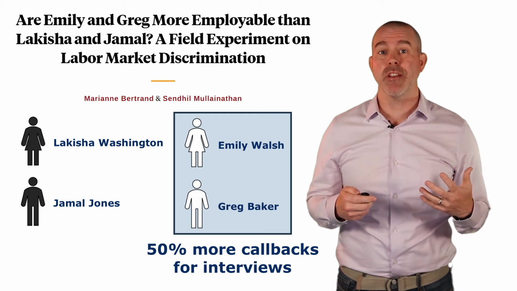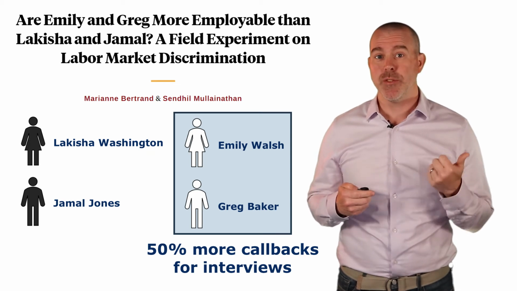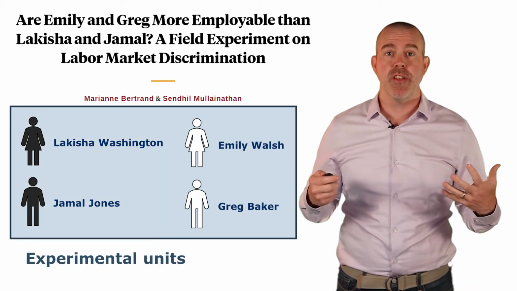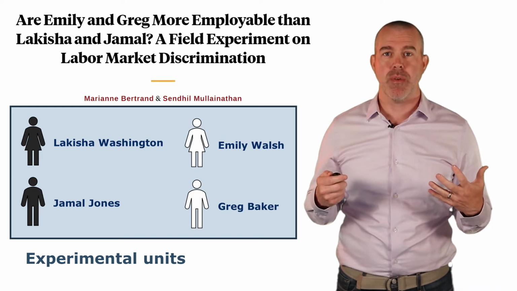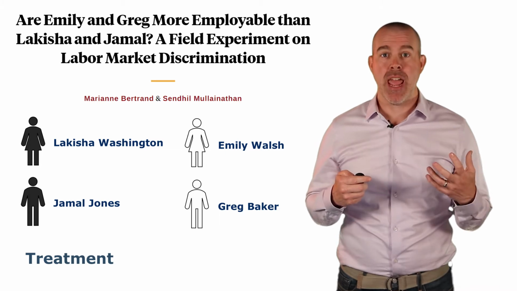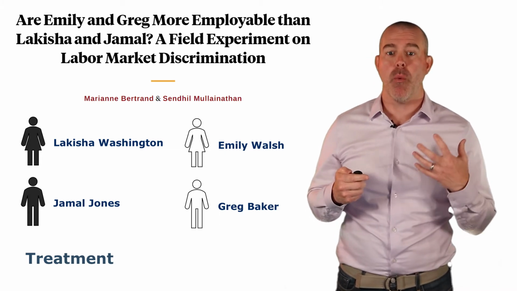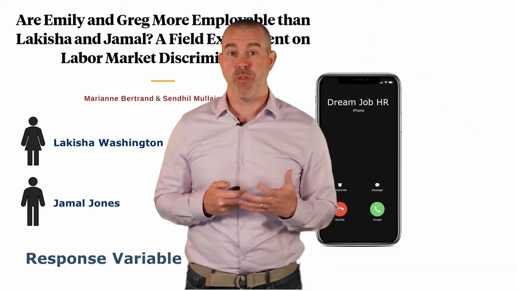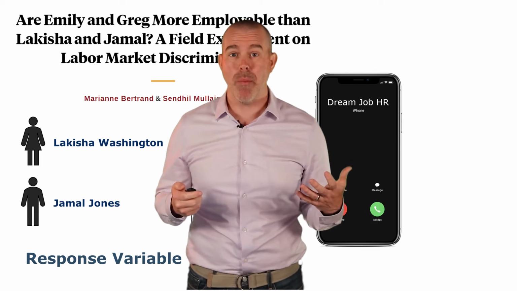Let's look at our hiring discrimination example. In this case, the experimental units are the individuals, these fake applications, fake resumes that were submitted. The treatment is the names, whether it's a black sounding name or a white sounding name. The response variable was, did they get a callback from the job?